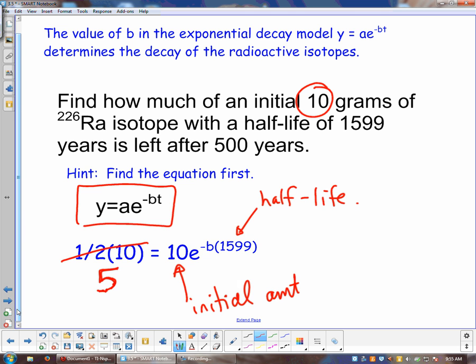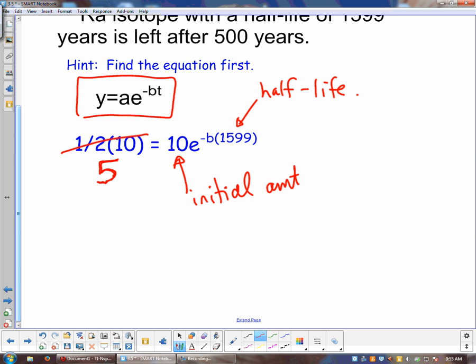Okay, and then we need to solve this equation. The equation was 5 equals 10 e to the negative b times 1,599. So what would be our first step in solving this?